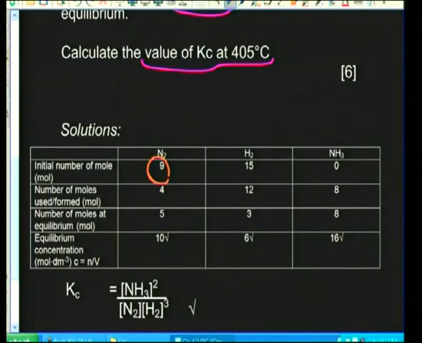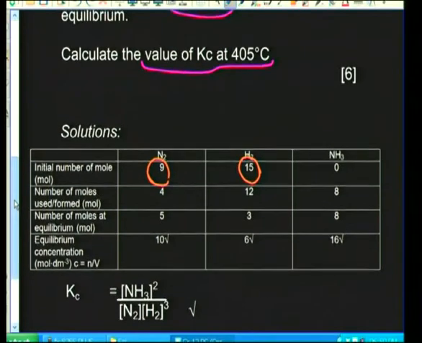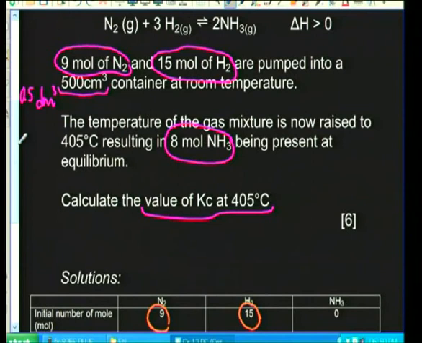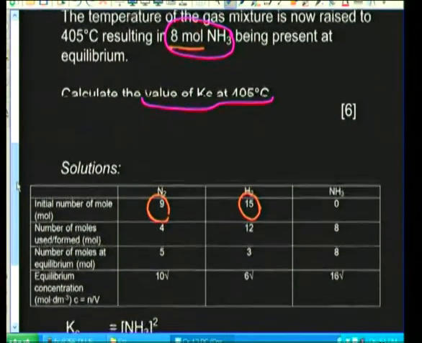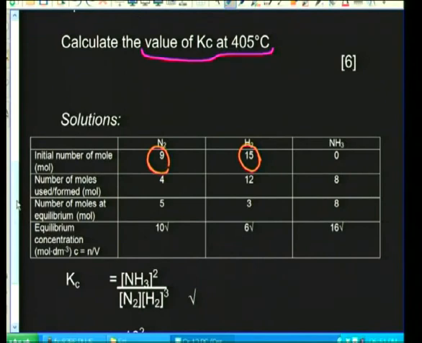For the hydrogen gas, I was told 15 moles of hydrogen gas were pumped into this container, and there was no ammonia, so there's a 0 there. Let's now consider what else I was given. The volume, we'll come to the volume in a moment. Let's go across to this 8 moles. The 8 moles of ammonia were present at equilibrium. So I come across to my table and I fit in this 8 moles of ammonia.